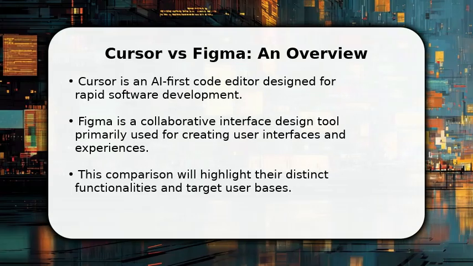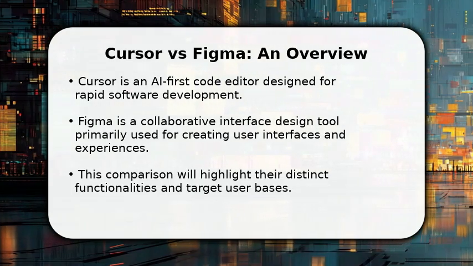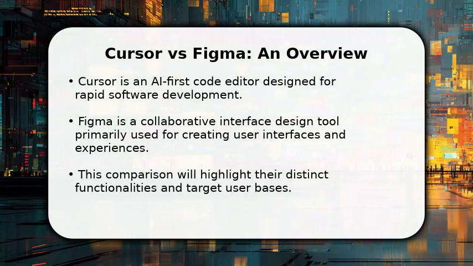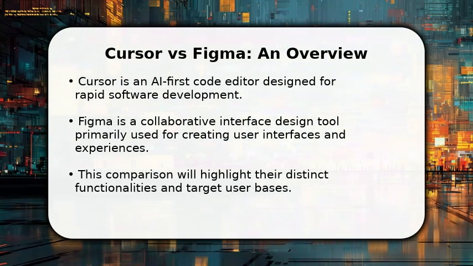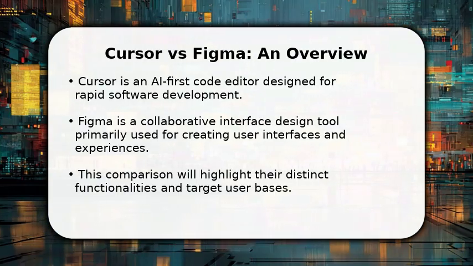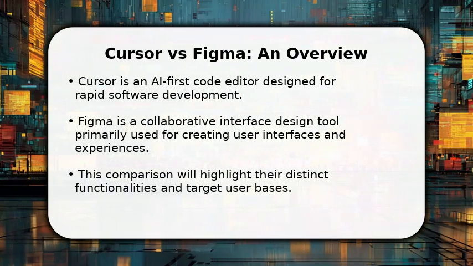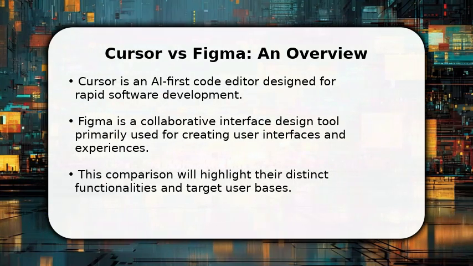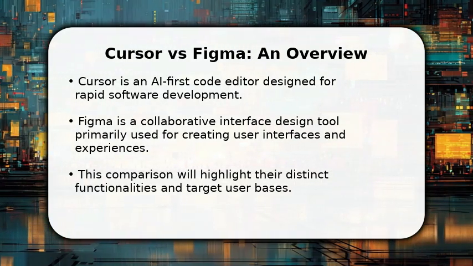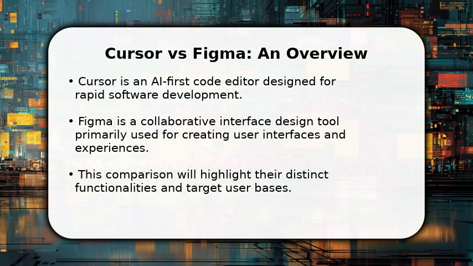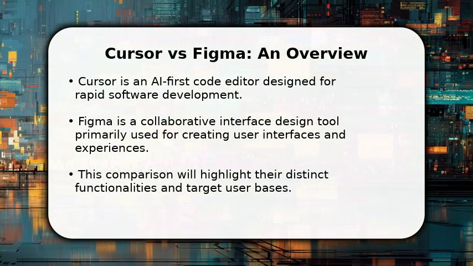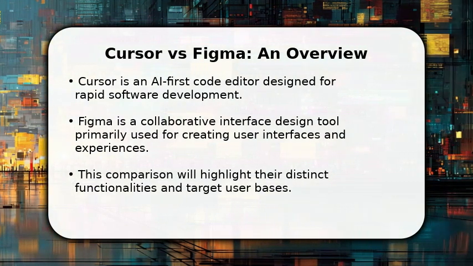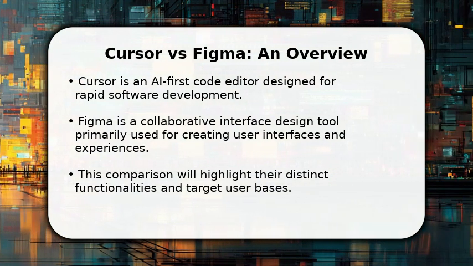In this video, I will compare Cursor versus Figma. Cursor is an innovative AI-first code editor built to accelerate your development workflow with intelligent assistance. Figma, on the other hand, stands as a leading collaborative interface design tool, empowering teams to craft stunning user experiences. We will explore their unique strengths, helping you understand which platform best suits your professional needs, whether you are coding or designing. Each tool offers distinct advantages for its specific domain.